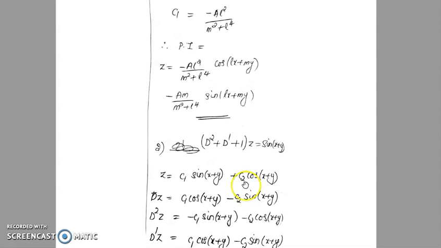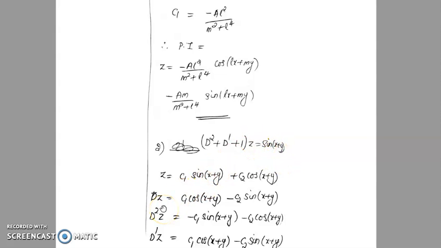And the next question is, you need to find the particular integral of (D square plus D dash plus 1) z equal to sin(x plus y). So on the left side you have an irreducible equation. So sin or cos does not appear in the CF. Now find D square z and D dash z. So the form of the particular integral will be z equal to c1 sin(x plus y) plus c2 cos(x plus y), because when we take its derivatives, we will again get sin(x plus y).